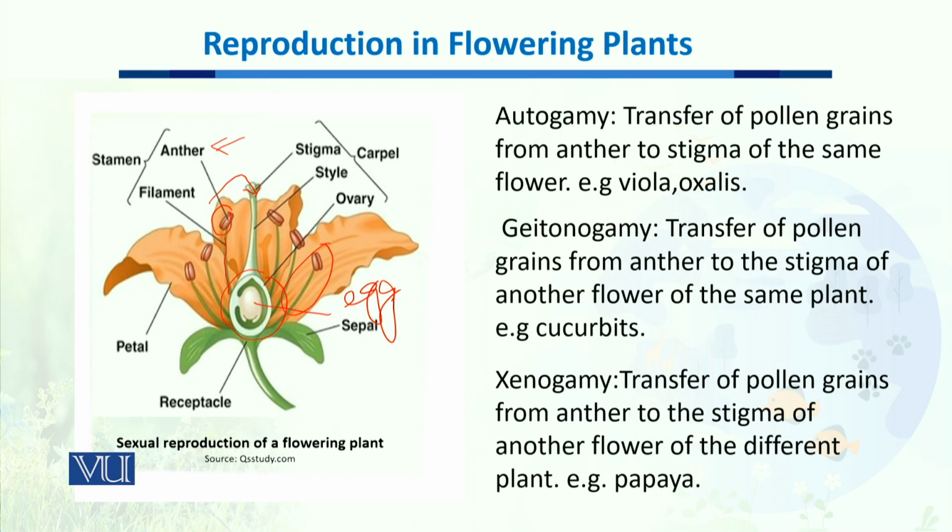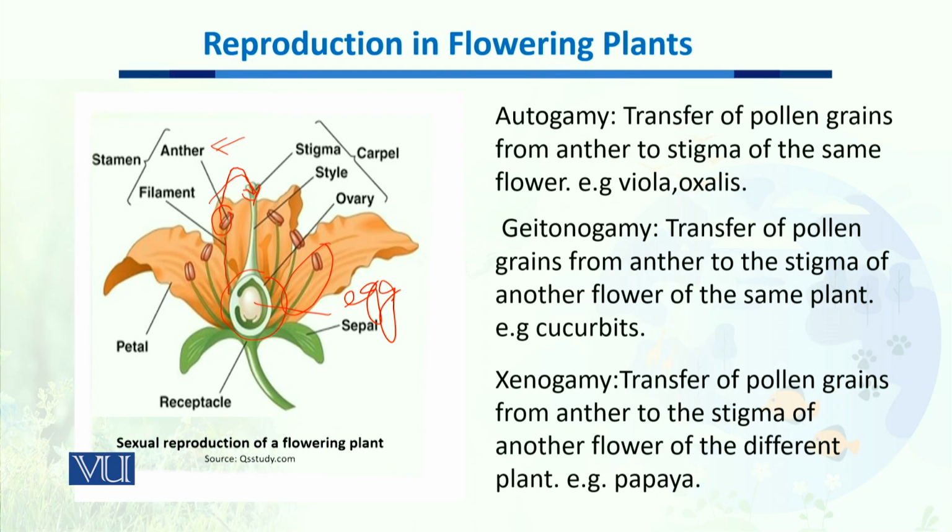One is known as autogamy. In autogamy, transfer of pollen grains from the anther to the stigma of the same flower takes place. For example, in viola or oxalis plants, this happens. As you can see here, if the anther or the pollen from the same flower reaches the ovule of the same flower, this is known as autogamy.